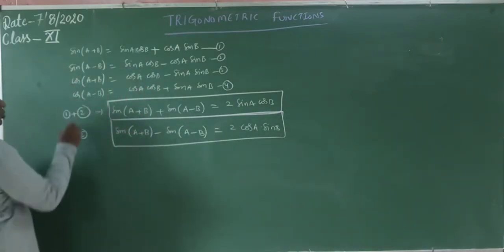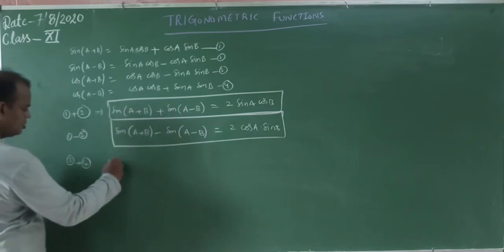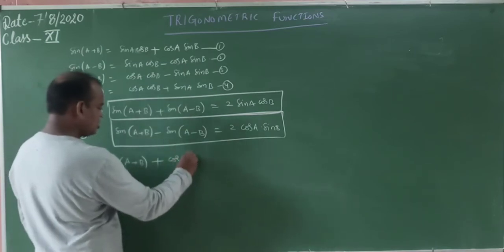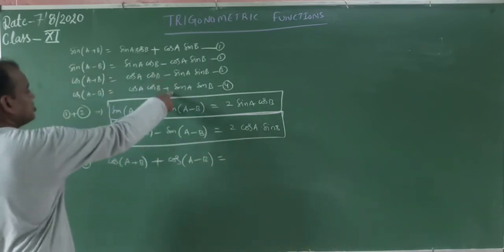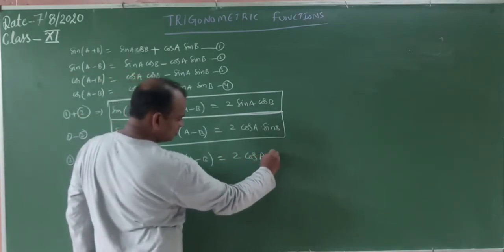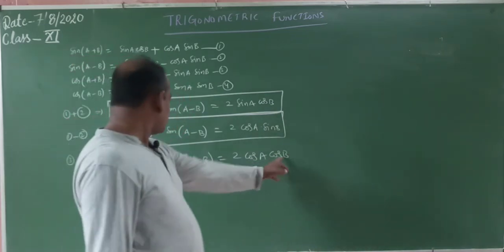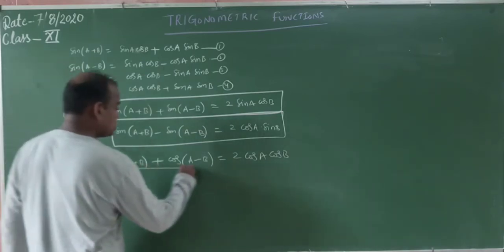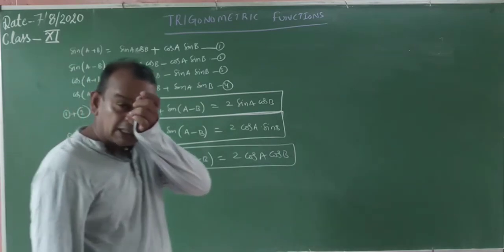Now 3 plus 4. What happened? Cos of A plus B plus cos of A minus B. Adding this, minus plus cancel. What is remaining? 2 cos A cos B. So remember the formula. 2 cos A cos B is equal to the formula cos of A plus B plus cos of A minus B. Cos of A plus B plus cos of A minus B formula is equal to how much? 2 cos A cos B.